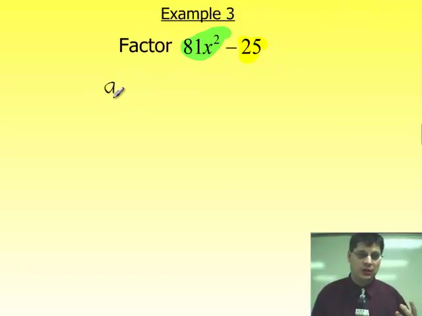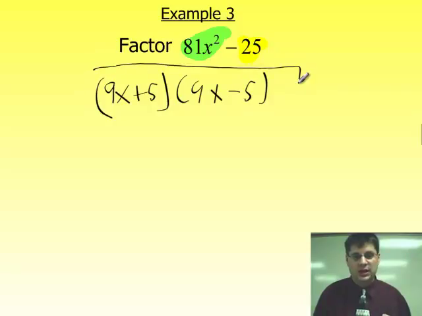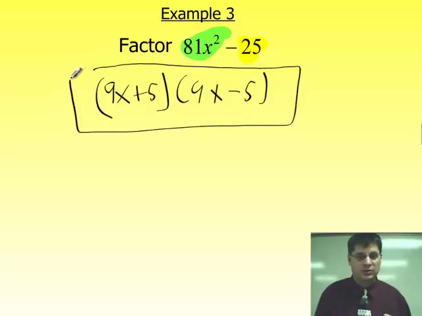So I just write, this is going to be 9x plus 5, and the next one's going to be 9x minus 5. And once I've verified it's a special product, it's a piece of cake to factor.